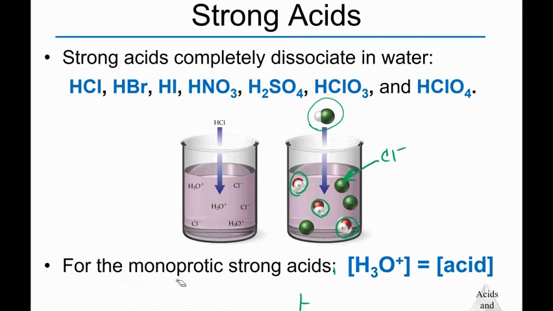So for monoprotic acids, which all of the acids above are except for sulfuric acid, and we'll talk about that, the concentration of hydronium is equal to the concentration of the acid. In other words, if I have a 1 molar solution of hydrochloric acid, I would expect to have 1 molar Cl minus ions in solution and 1 molar H plus or hydronium ions in solution.